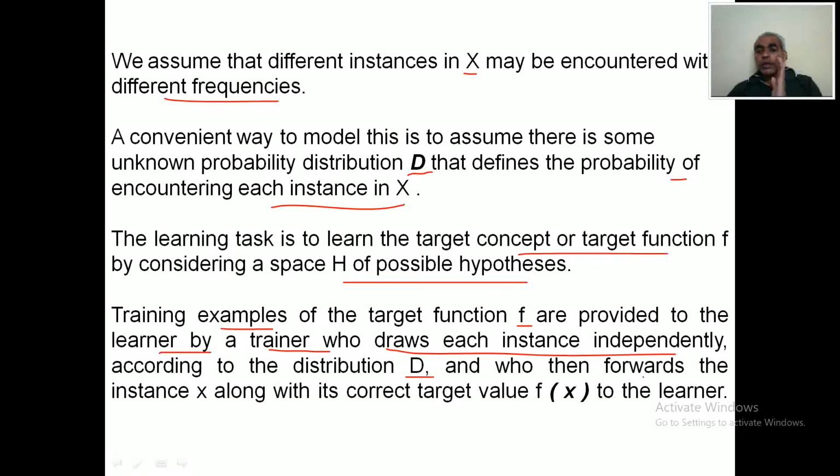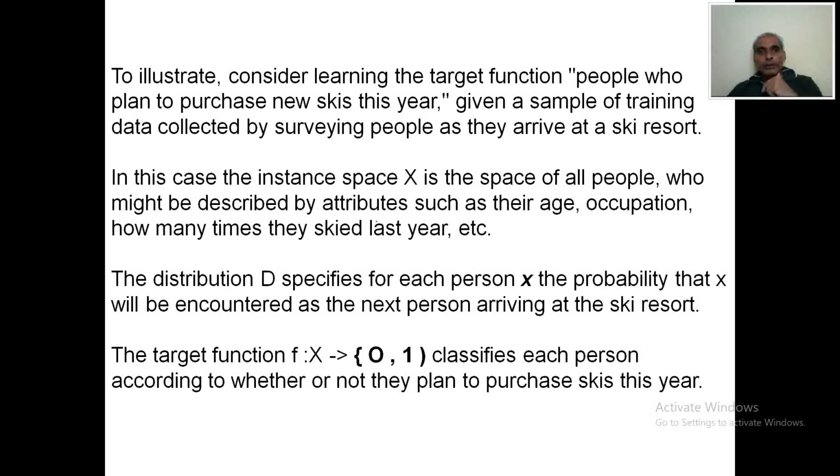Now the trainer forwards these instances x. So the trainer collects all these data points along with the target value f of x. The target value should be there. Both of these are given to the learner. Now the learner starts learning, right? To illustrate this, consider the learning target function. What is the target function? People who plan to purchase new skis this year, given a sample of training data collected by surveying people as they arrive at that resort.